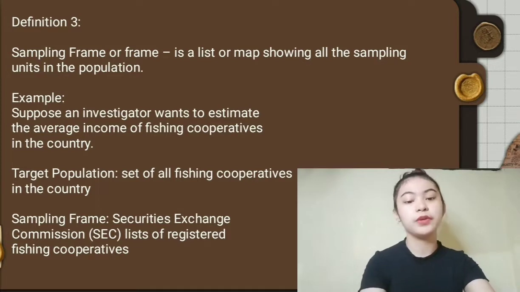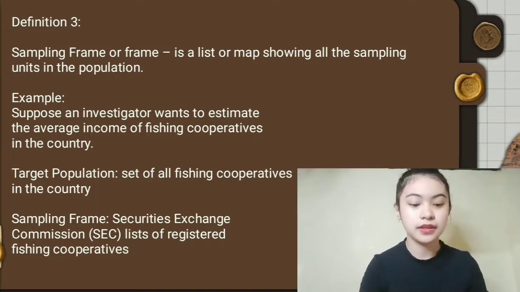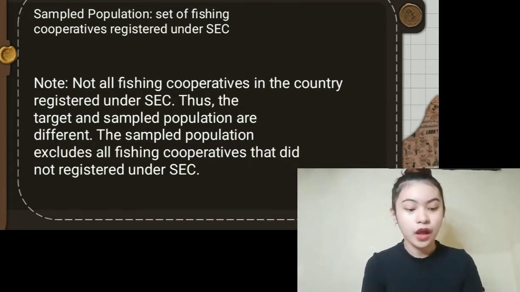The example for this one is, suppose an investigator wants to estimate the average income of fishing cooperatives in the country. So the target population for this one is all of the fishing cooperatives in the country. Basically we must first get the estimated population of all the fishing cooperatives for us to be able to know the average income of all the fishing cooperatives in our country.